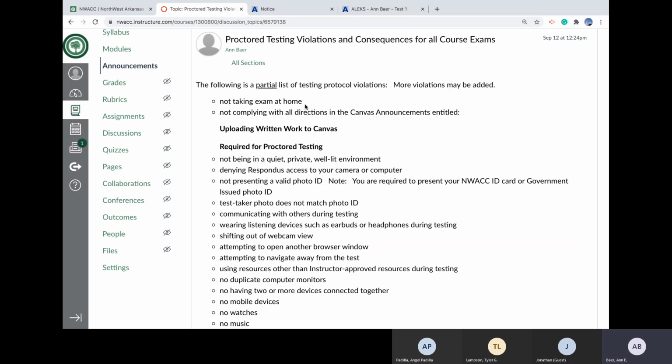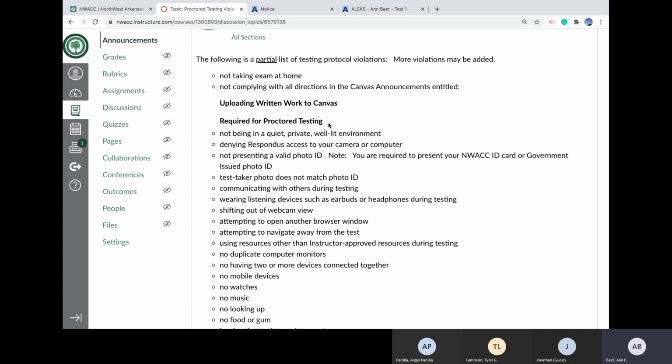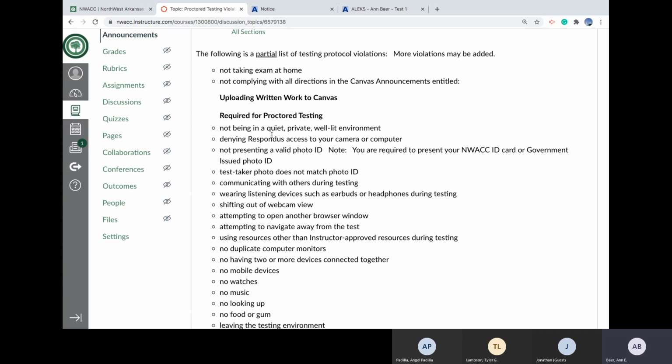Not taking exam at home. So you must take your exam at home. Not complying with all directions in the Canvas announcements entitled Uploading Written Work to Canvas and required for proctor testing. We already went over those. Not being in a quiet, private, well-lit environment.